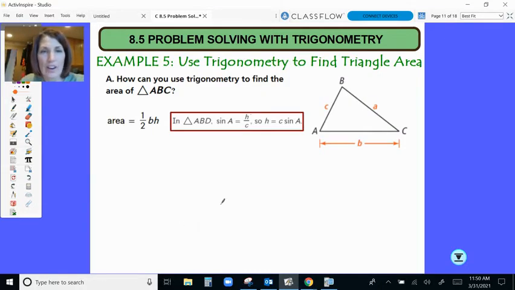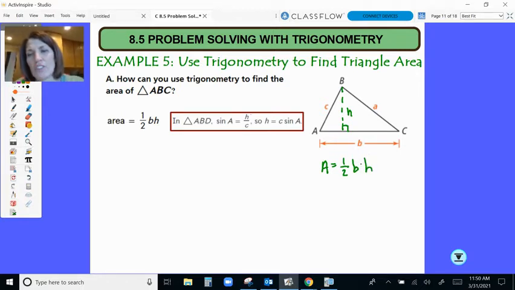Okay, so let's talk about area. How do you use trigonometry to find the area of a triangle? If I were to draw an altitude in here and call it my height, my area of this triangle would be 1/2 base times my height, h. I have that written over there already.